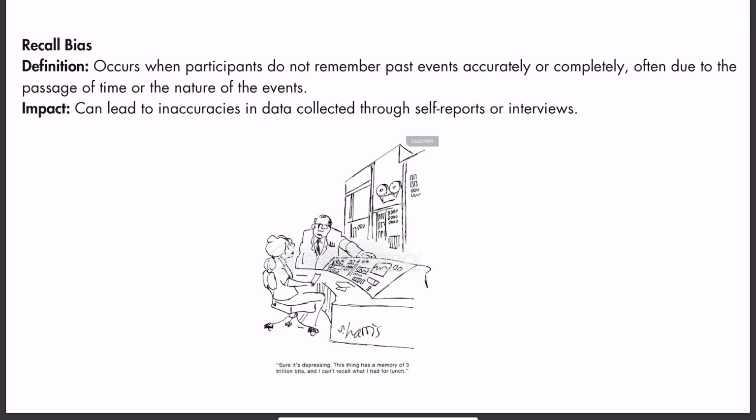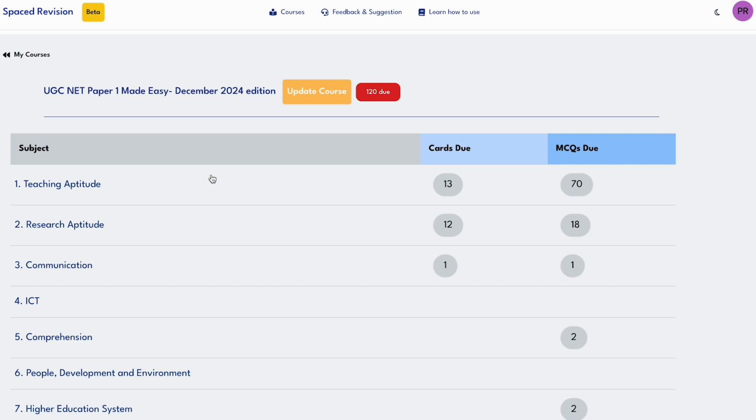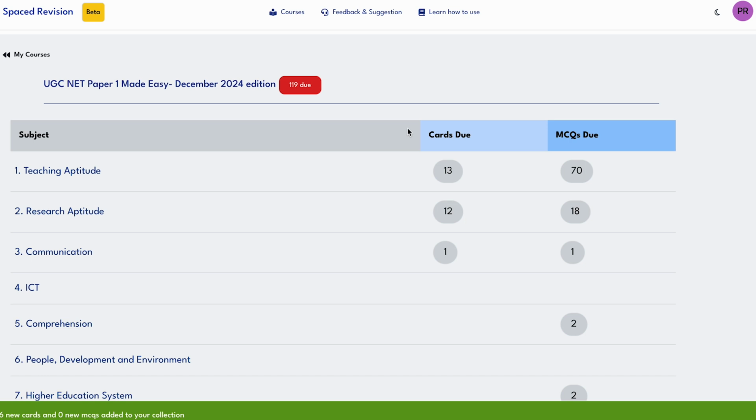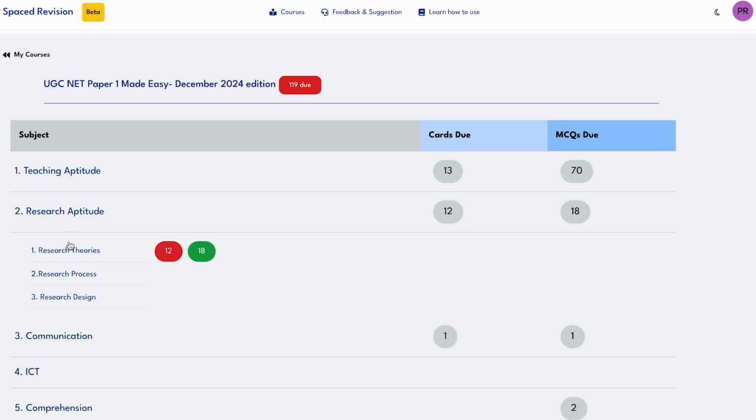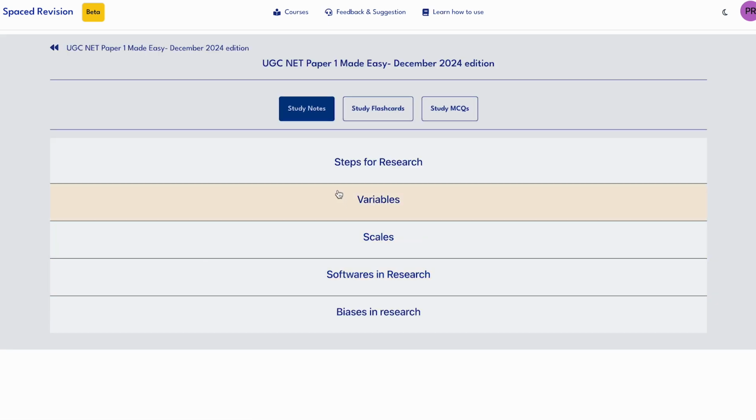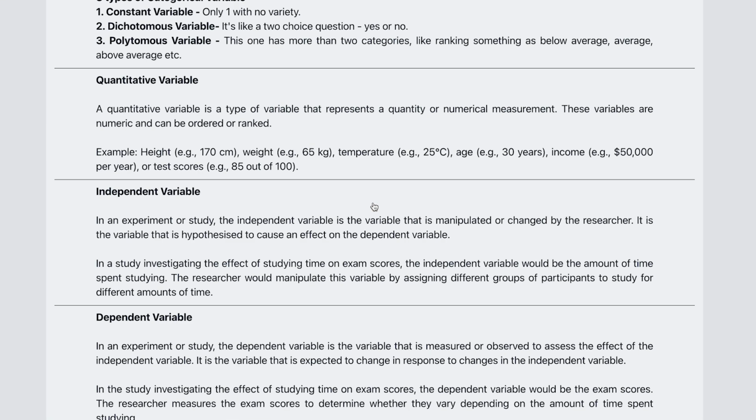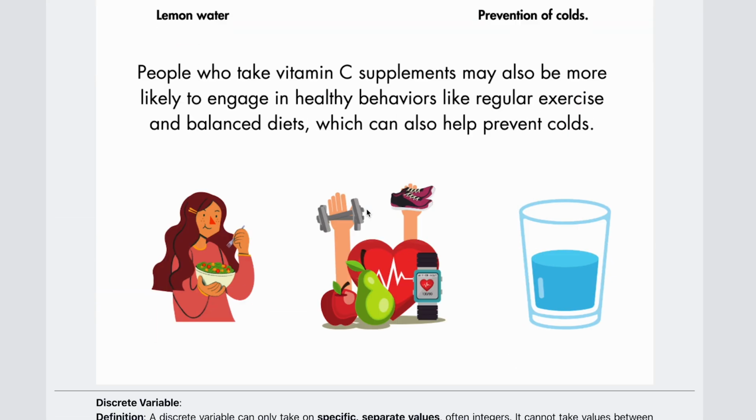Let's do some MCQs, and for MCQs I come to the Space Revision website because it will also tell us what is incorrect and what is correct, and the explanation for the correct answer. So in Research Aptitude, we just completed the research process and we completed variables. So let's do some of the MCQs from there.